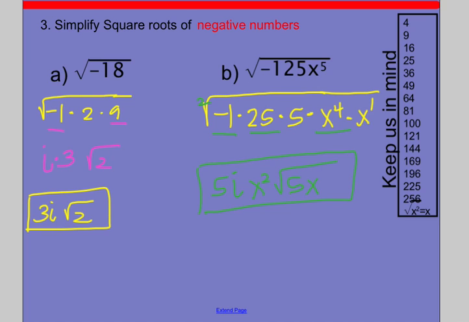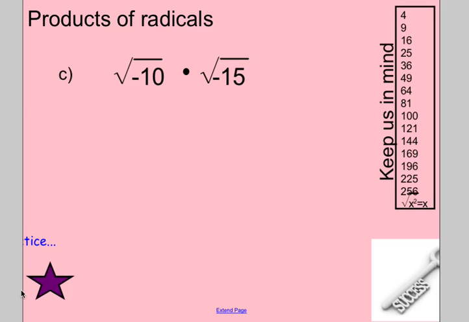Moving on to example C. All right. Common mistake is that people say, well, negative 10 times negative 15 is going to be a positive 150 when you combine them. You need to be careful. This is imaginary. This is imaginary. So we need to take care of each part first, and then we can combine if needed.